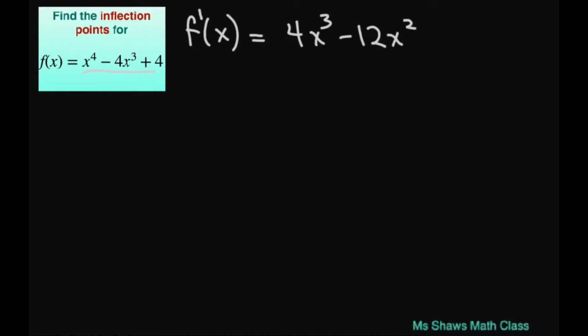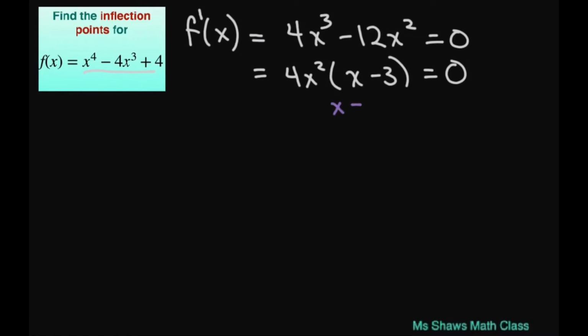Now what we want to do is set this to 0. So we're going to get 4x squared, when you factor that out, times x minus 3 equals 0. So basically, since we have this at 0, we have x equals 0 or x equals 3. So these are where our local extreme values are, or your critical values.